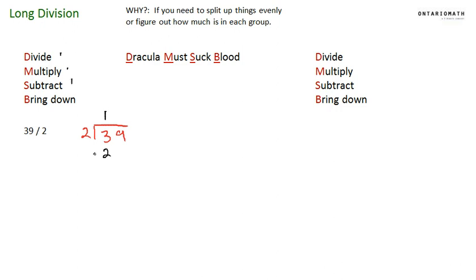I'm going to subtract. I'm going to subtract these two numbers here. 3 subtract 2 is 1. And I'm going to bring down this 9 right here. I'm going to start all over again, except this time I'm going to divide 2. How many times does 2 go into 19? I'm going from top to bottom. 2 goes into 19 9 times without going over.